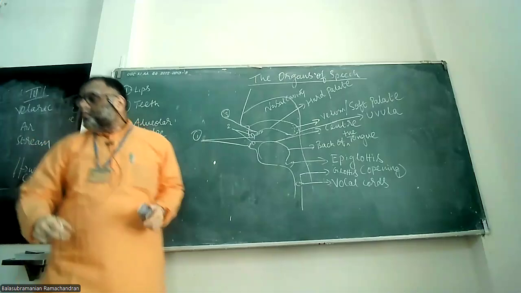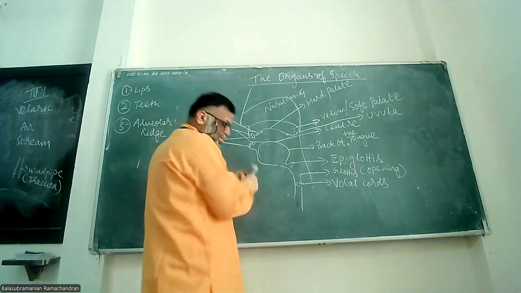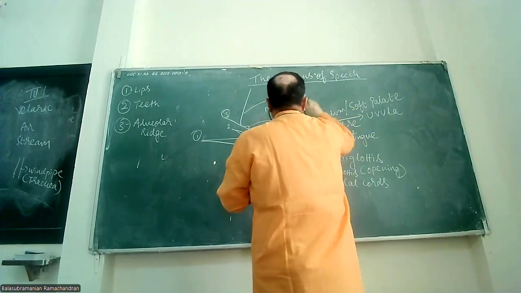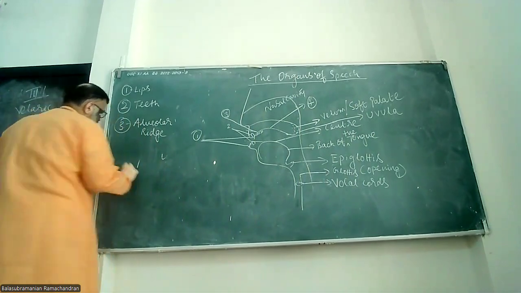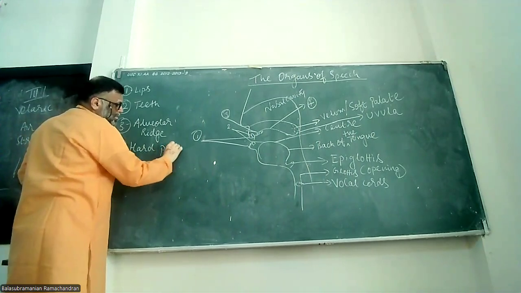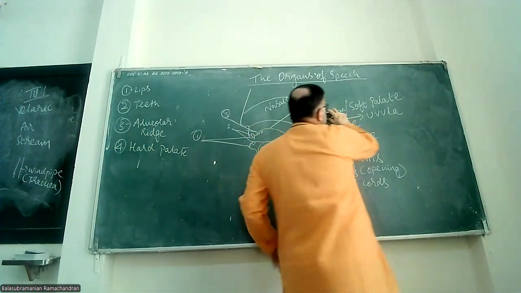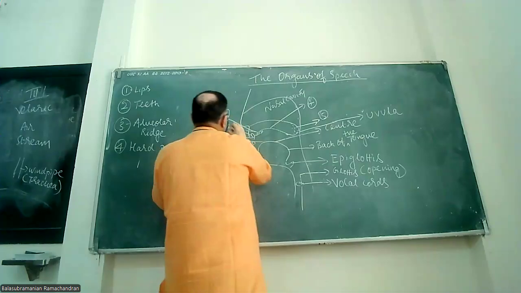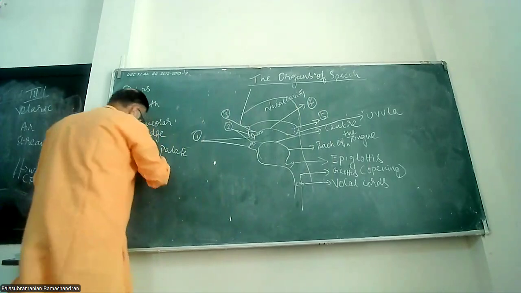Just back. This is 3, and this is 4. 4 is the hard palate. Next, 5: velum or soft palate. Just try this out. So 1, 2, 3, 4, 5: velum or soft palate.